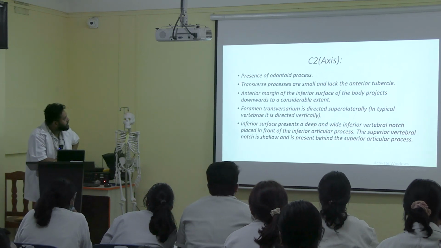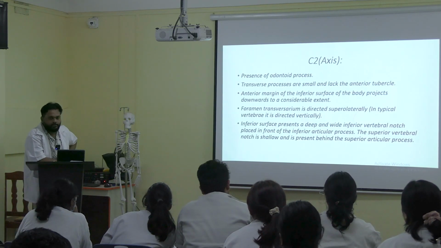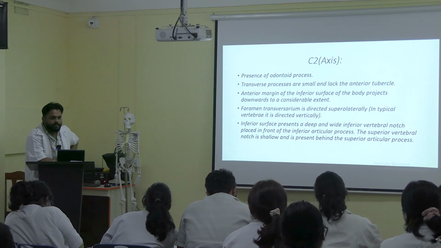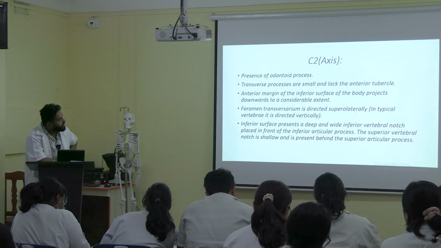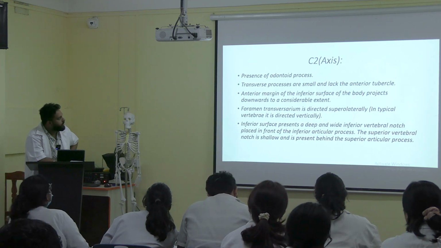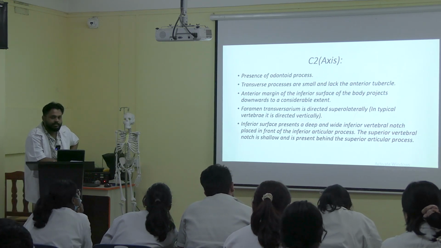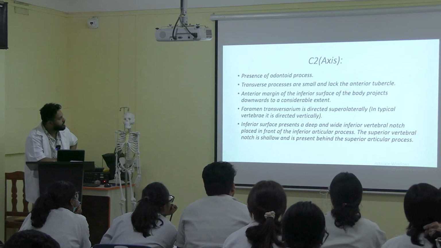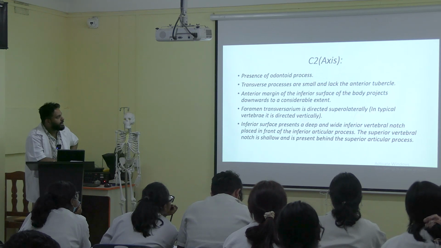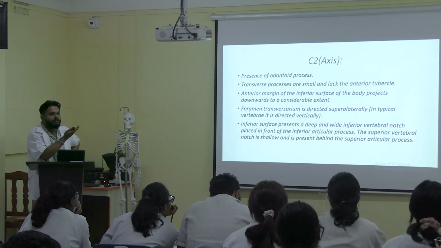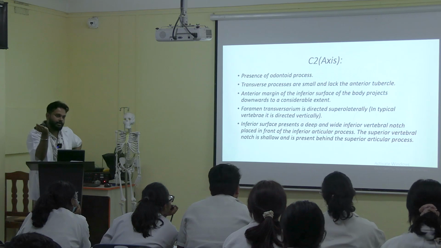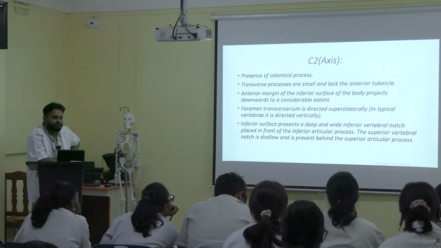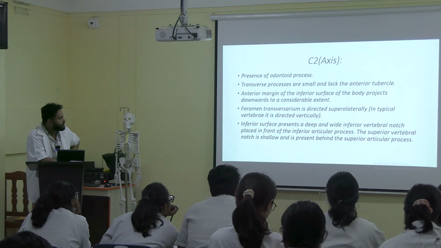Now read with me. Presence of odontoid process, I have shown. Transverse processes are small and lack the anterior tubercle. Anterior margin of the inferior surface of the body projects downwards to a considerable extent. These are facts. Factual things only. Foramen transversarium is directed superolaterally. Superolaterally. In typical vertebrae, it is directed vertically. It will be shown in later classes.